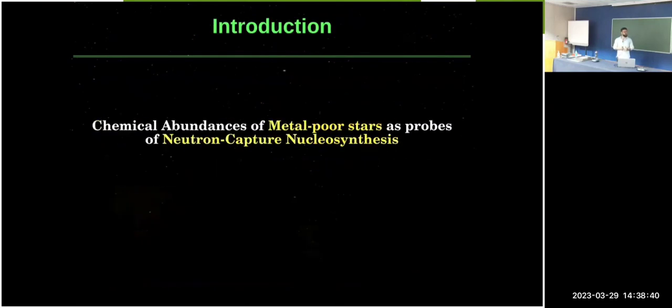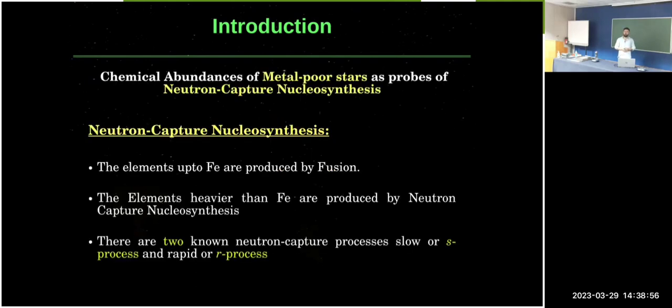So as the title suggests, my thesis is aimed at understanding neutron capture nucleosynthesis by studying the chemical composition of metal poor stars. First, I'll briefly discuss what neutron capture nucleosynthesis is, and then I'll go to metal poor stars. We know that the elements up to iron are produced by fusion, and the elements heavier than iron cannot be produced by fusion. These elements are produced by neutron capture nucleosynthesis.